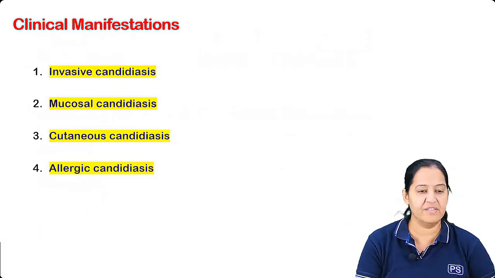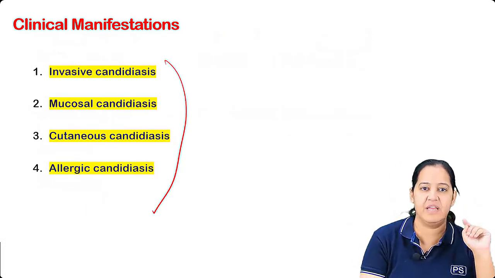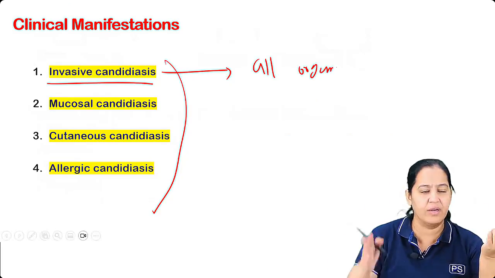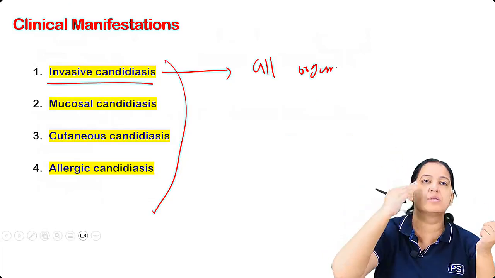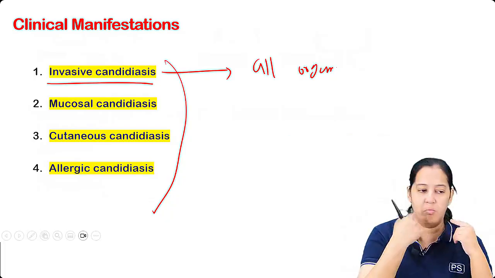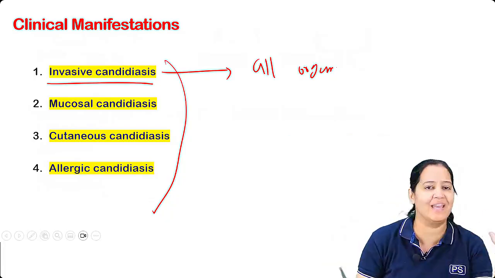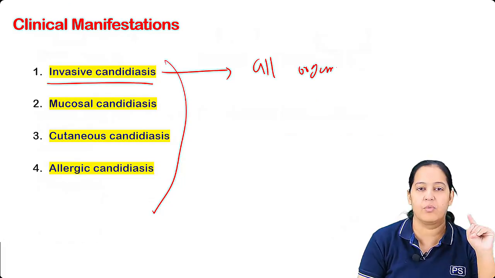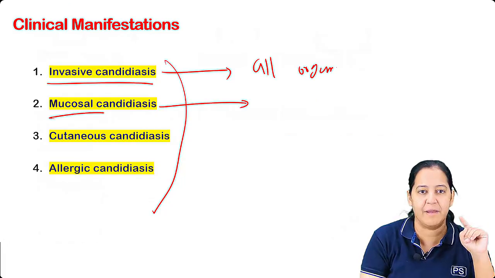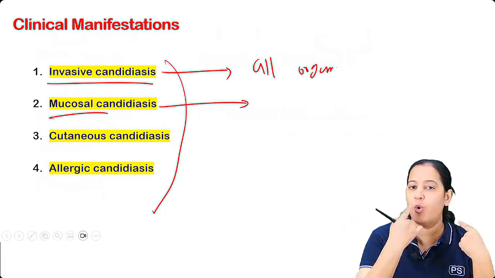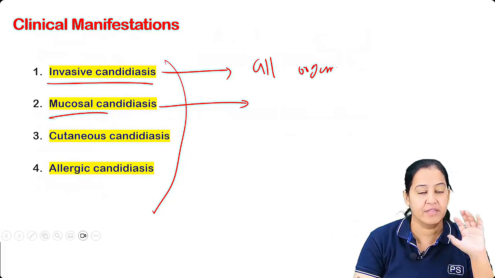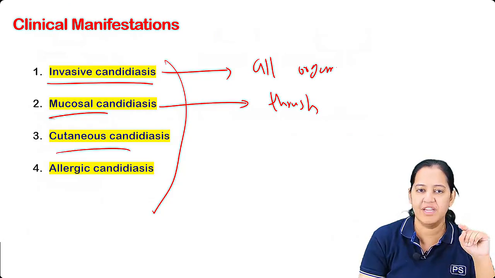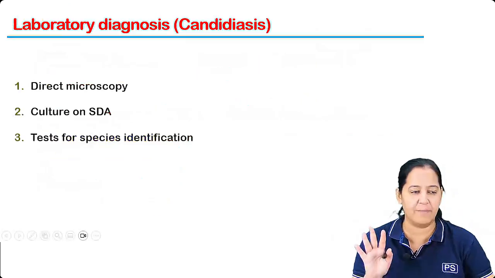What clinical features does it cause? It causes four types of clinical features. Invasive candidiasis involves all organs of the human body. It can cause meningitis, encephalitis, esophagitis, mouth, ears, technically any organ, so any question can come. It is not fixed to one particular organ. Got it? In mucosal, oral thrush is there, in the oral cavity and in the vagina, whitish thrush, known as white thrush. Cutaneous means skin is involved, or allergic. So four types of Candida disease are there.